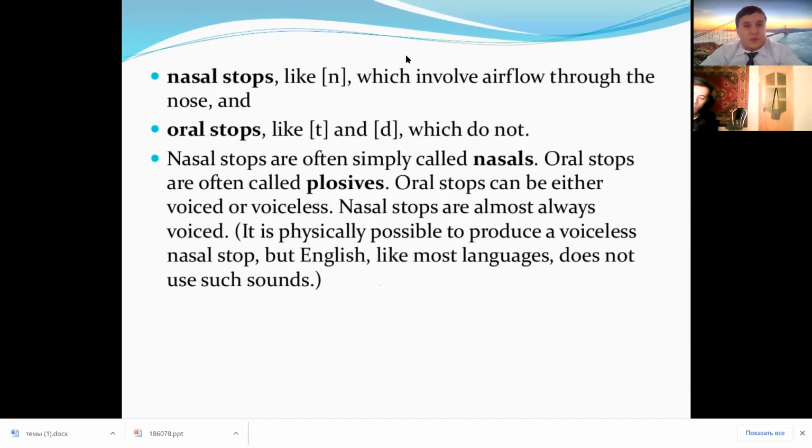Okay, stops can be divided as follows: nasal stops like n, which involve airflow through the nose, and oral stops like t and d, which do not. Nasal stops are often simply called nasals. Oral stops are often called plosives. Oral stops can be either voiced or voiceless. Nasal stops are almost always voiced. It is physically possible to produce a voiceless nasal stop, but English, like most languages, does not use such sounds.